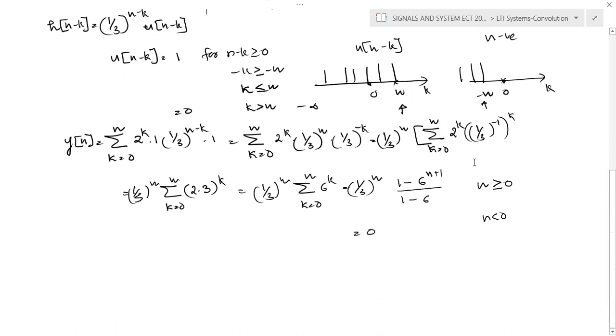So this is the final answer. Either you can write it in this way, or you can simply write 1 by 3 the whole raised to n into 1 minus 6 raised to n plus 1 by 1 minus 6, into u of n. So this is your final result.